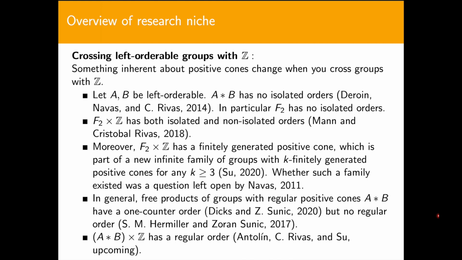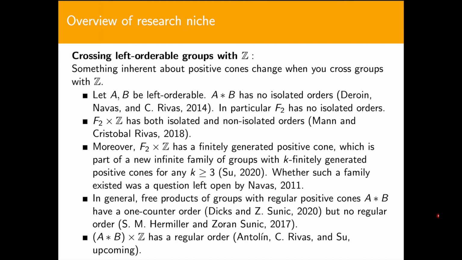Now, for a last interesting topic that I want to introduce here, let's look at crossing left-orderable groups with Z. So something inherent about positive cones changes when you cross groups with Z. For example, let A and B be left-orderable, then the free product of A and B has no isolated orders. This is proven in a textbook written by Navas and Rivas. And so in particular, F2 has no isolated orders. However, F2 cross Z has both isolated and non-isolated orders. This was proven by Mann and Rivas.